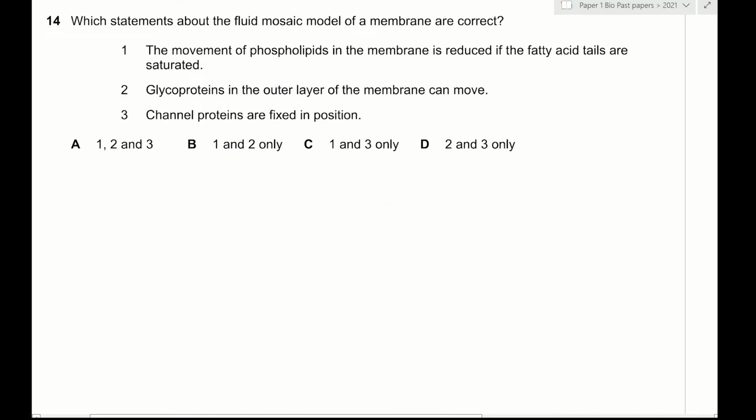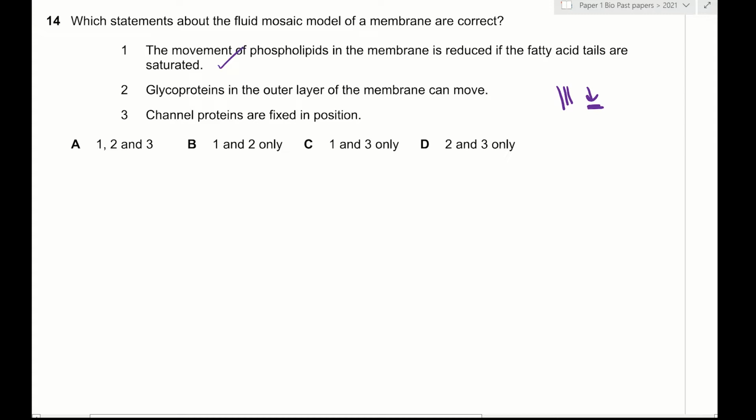Which statements about the fluid mosaic model of a membrane are correct? Fluid means that phospholipids and components are able to diffuse or move around. Mosaic is the scattered pattern of the proteins. Let's start with 1. The movement of phospholipids in the membrane is reduced if the fatty acid tails are saturated. We've discussed this in previous questions. As we all know, if fatty acids are saturated, they bind closer together, so decreasing the permeability. So this is correct.